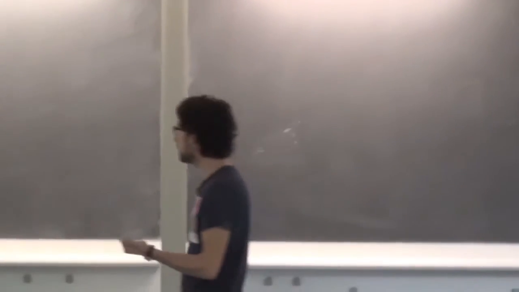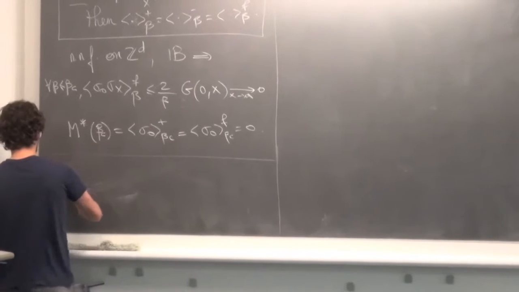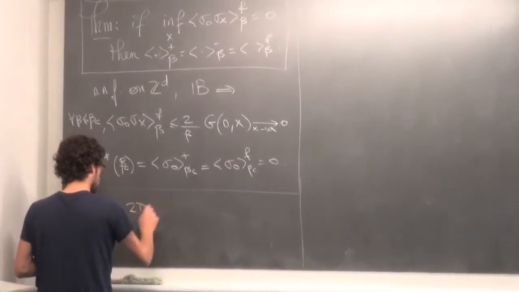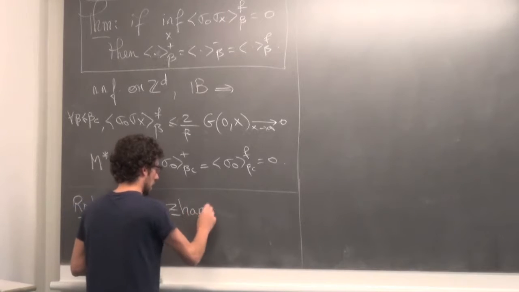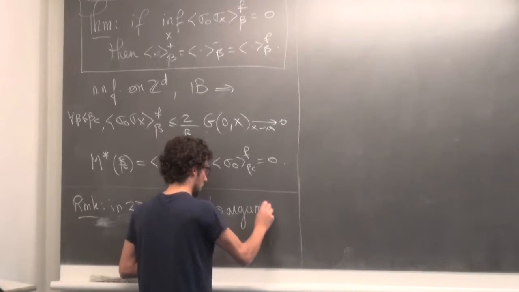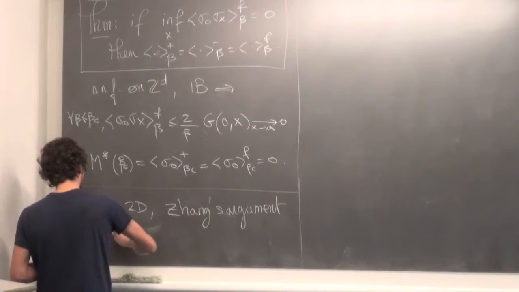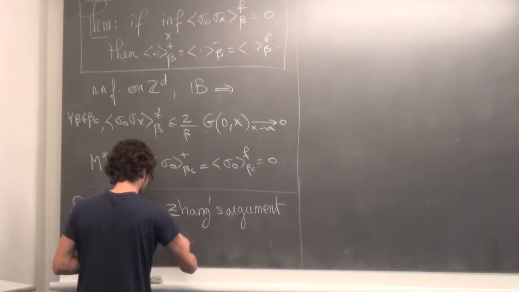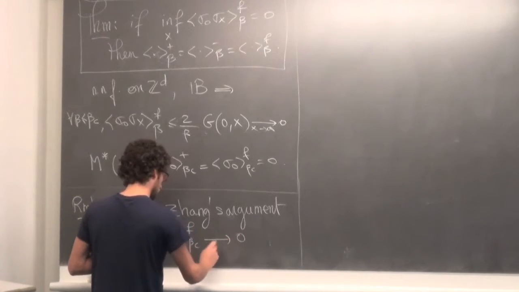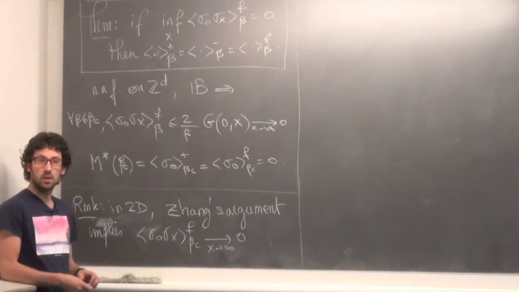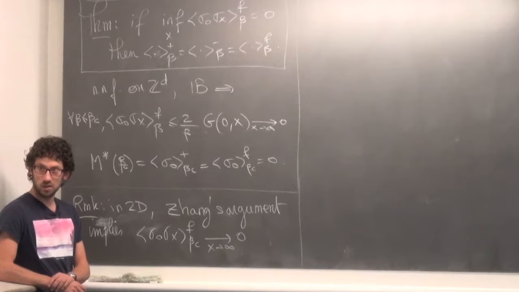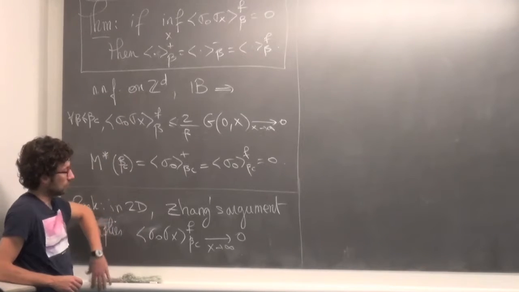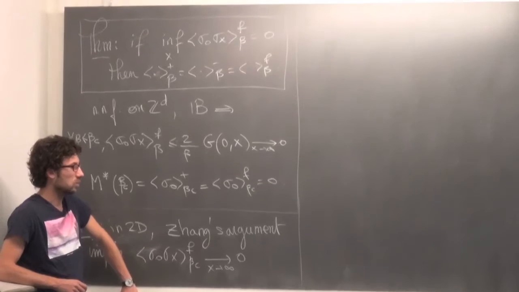Also observe, another remark, that in 2D we know by Zhang's argument that this implies exactly our assumption as well. So the fact that sigma 0, sigma x free at beta c tends to 0 when x tends to infinity, because this is the probability of connectivity for the free state. And this we know: for the random cluster model at criticality with free boundary condition on Z2, there is no infinite cluster. So you actually have a simple proof of continuity on Z2.